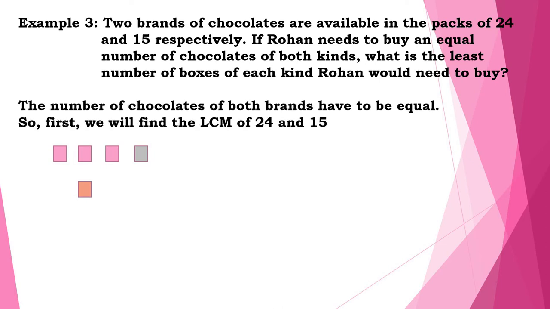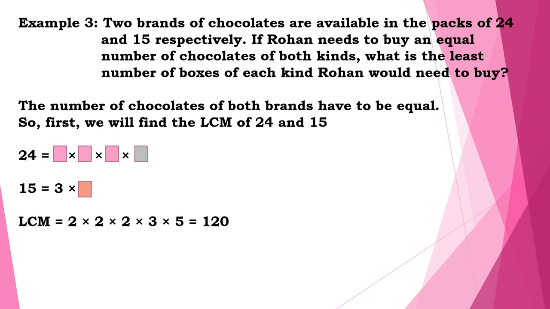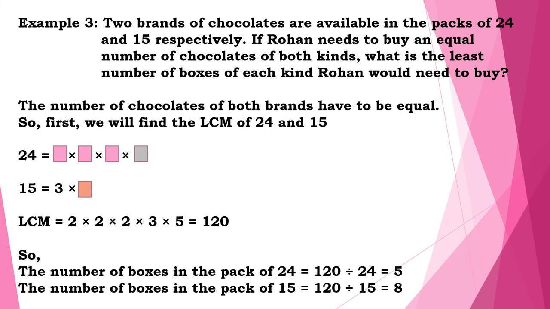All right, so the number of chocolates of both brands have to be equal. So first we will find the LCM of 24 and 15. So 24 is equal to 2 into 2 into 2 into 3, and 15 is equal to 3 into 5. So 2 into 2 into 2 into 3 into 5 is what we take, and it will be 120. So the number of boxes in the pack of 24 will be 120 divided by 24, that is 5 boxes, and the number of boxes in the pack of 15 will be 120 divided by 15, that is 8 boxes. Alright, next example.